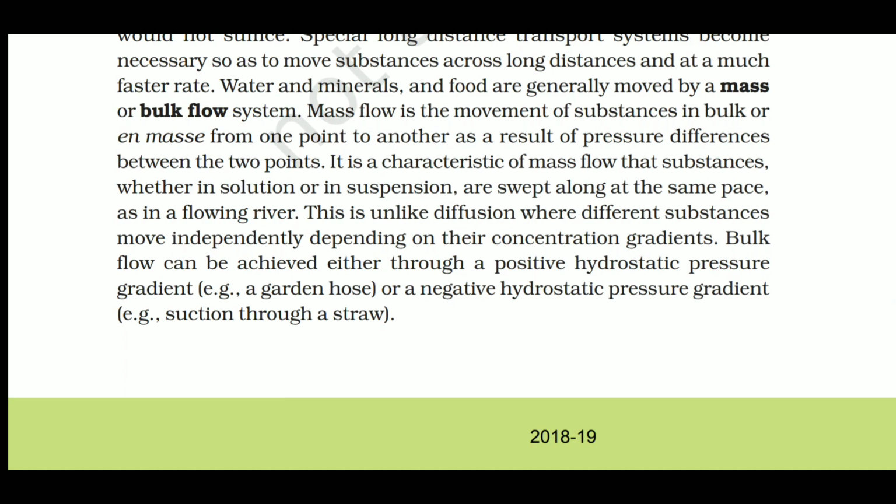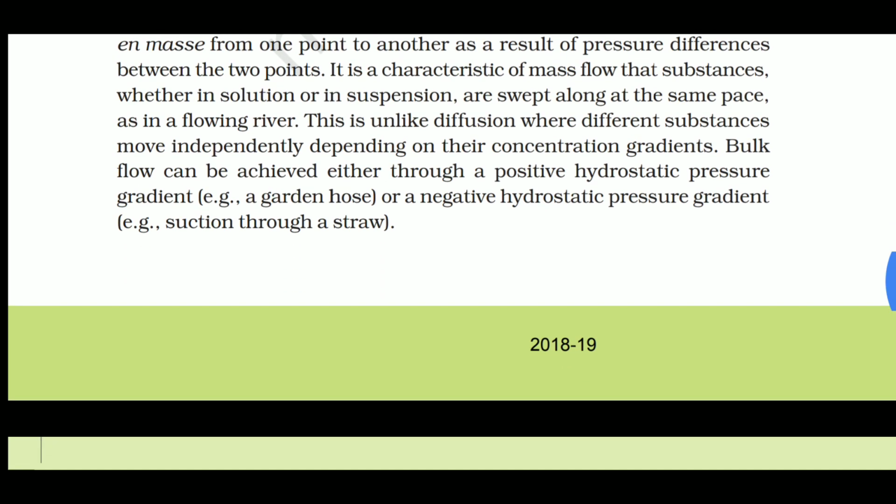So, the bulk flow can be achieved either through a positive hydrostatic pressure, for example, a garden hose, or negative hydrostatic pressure, so suction through a straw. Positive hydrostatic pressure means flowing of the water through a garden hose. So, the water is coming downwards. Negative hydrostatic pressure means the water is moving upwards.